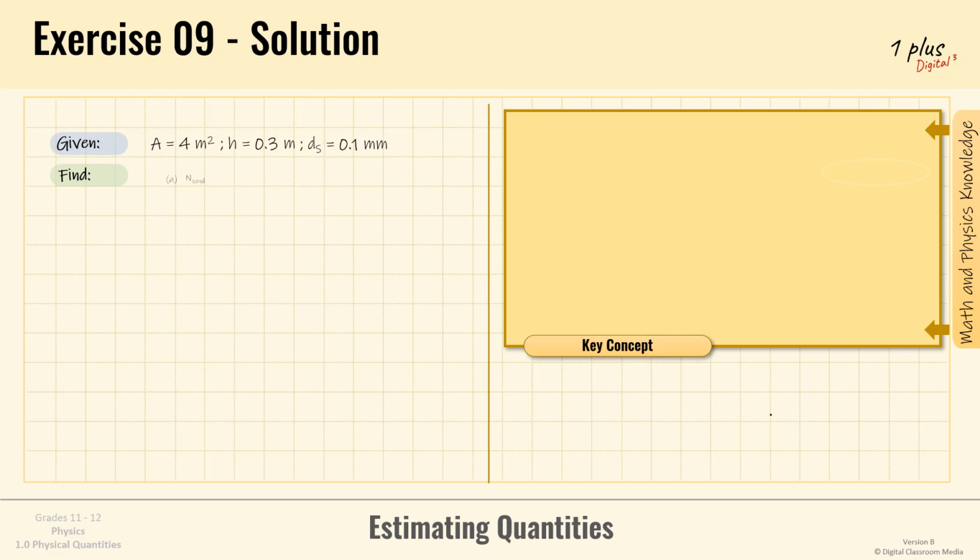We need to find A, the number of grains of sand in the sandbox, and B, a comparison with the number of stars in our galaxy. Our Milky Way contains approximately 100 billion stars. Before we start solving the problem, we look at the significant figures. For an estimate, an accuracy of 1 significant figure is sufficient. An estimate is often considered acceptable if it is accurate within a factor of 10. That means accurate within 1 order of magnitude.